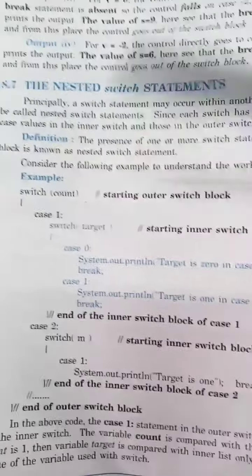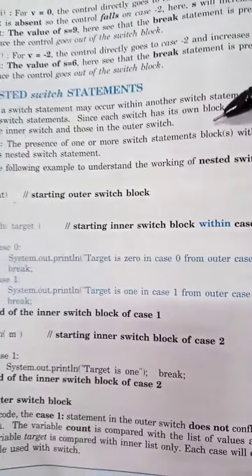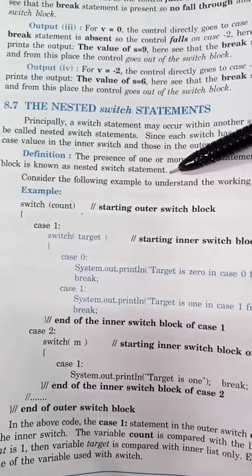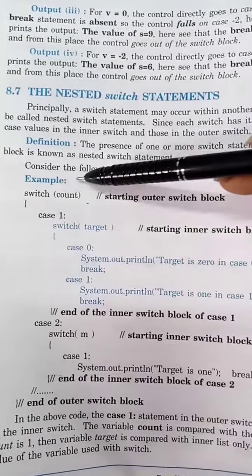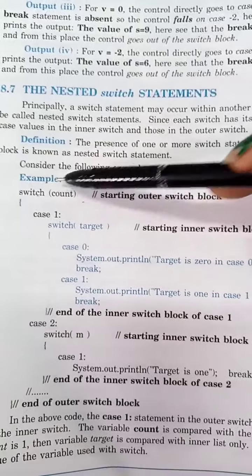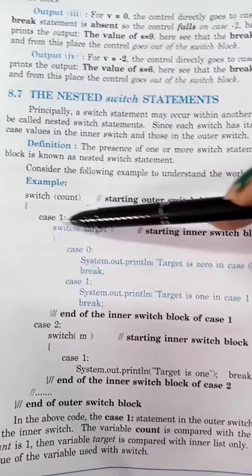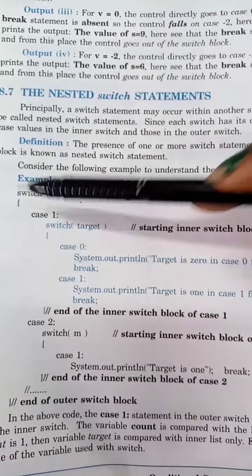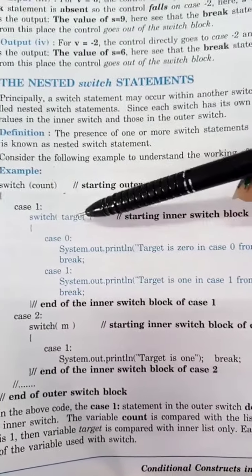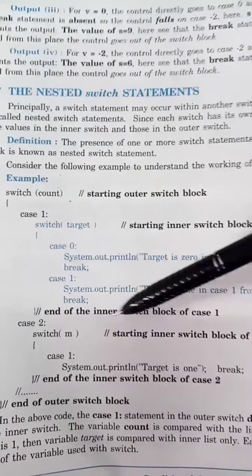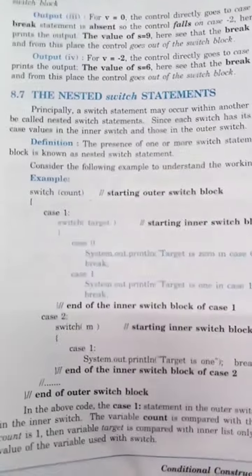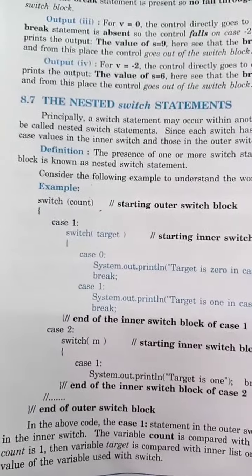Here is the example. The presence of one or more switch statement blocks within one switch statement block is known as nested switch statement. For example, switch count. You are switching the value of count. In case 1, you are switching the value of target. So, switch within switch. Simply, a switch statement within another switch statement is known as nesting of switch statement.